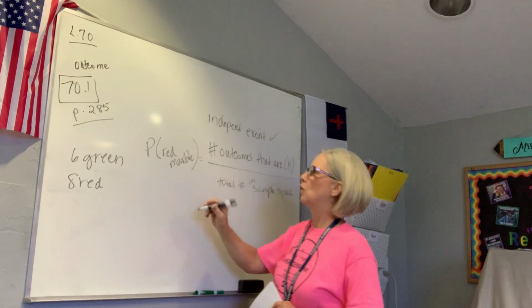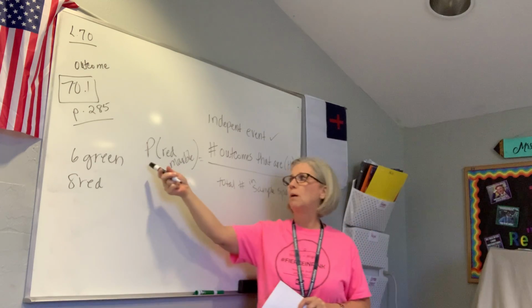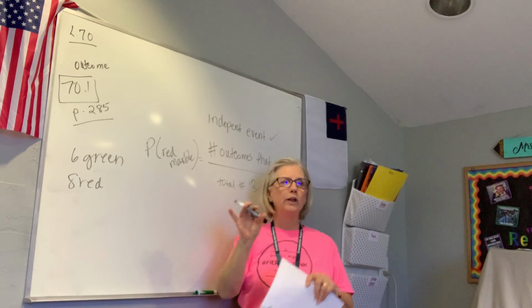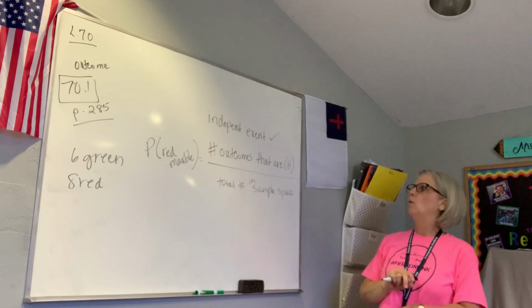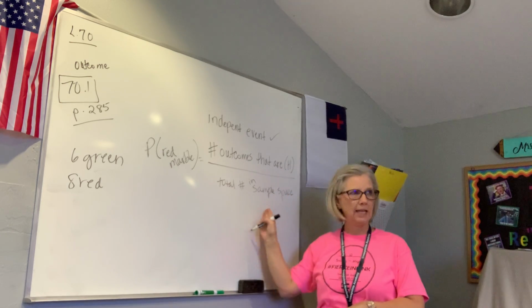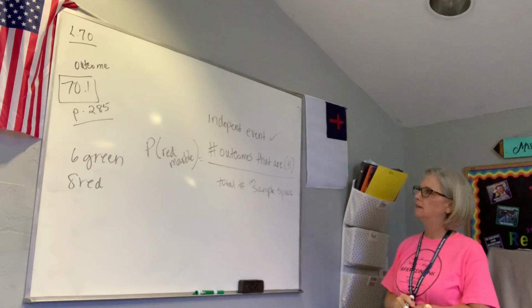What are the chances of drawing a red marble? So that's how we write that. P is probability. In parentheses is the outcome you're trying to get. So what is my probability? Ileana, can you help me with that, please?